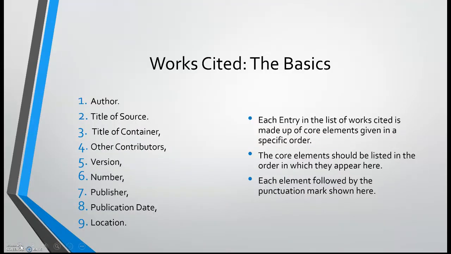So how do we build our citations? On this page, I showed you 9 core elements for Works Cited, for your citations. These are, of course, as follows: author, title of the source, title of container, other contributors, then version, number, publisher, publication date, and location. Each element is followed by the punctuation mark shown here. If you are missing some elements, you can skip them. That's how you build your citation.